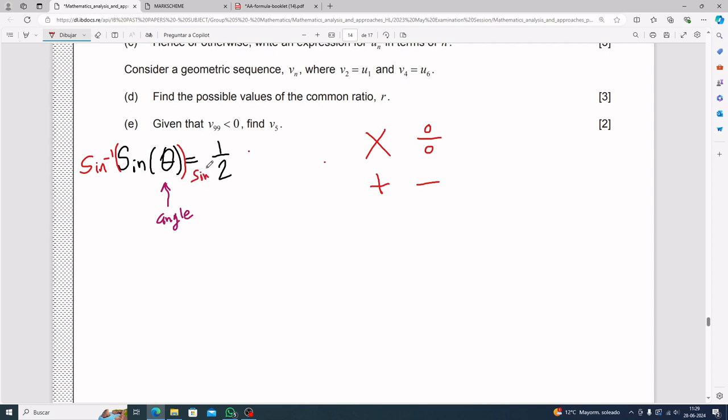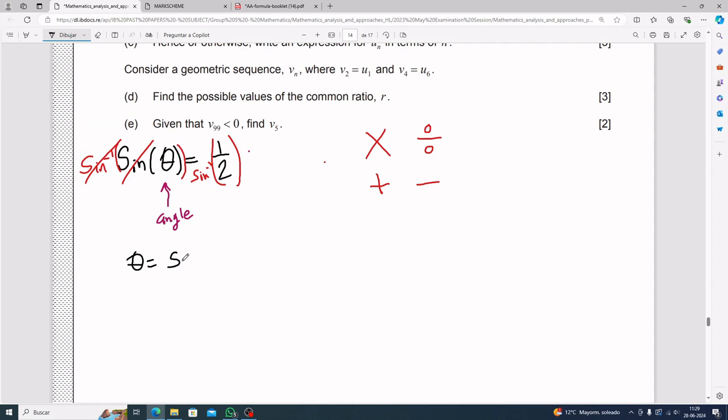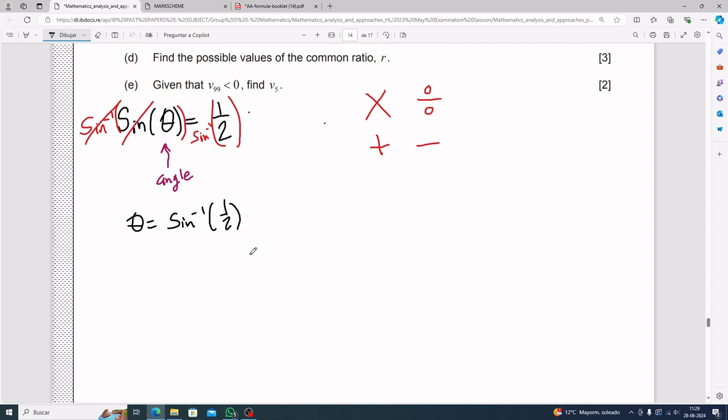And so if you apply sine inverse to both sides, this goes away with this, and you end up with theta equaling sine inverse of 1/2, okay? That is the main idea of why you use inverse.